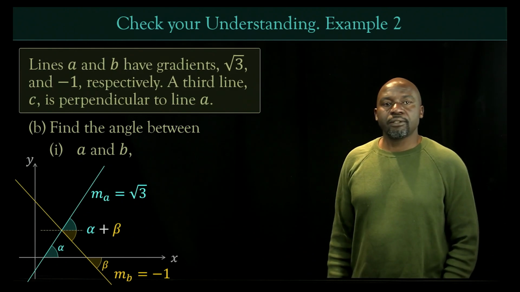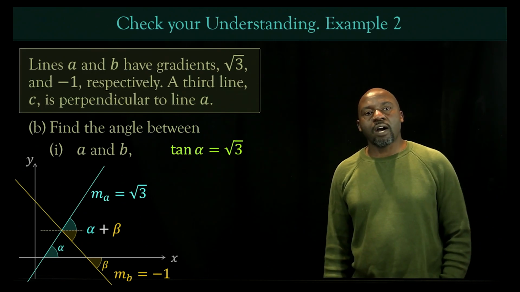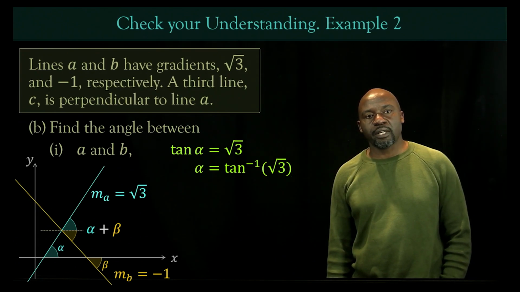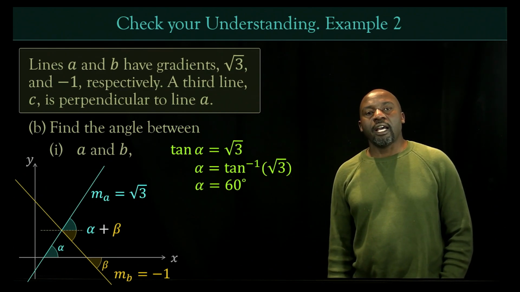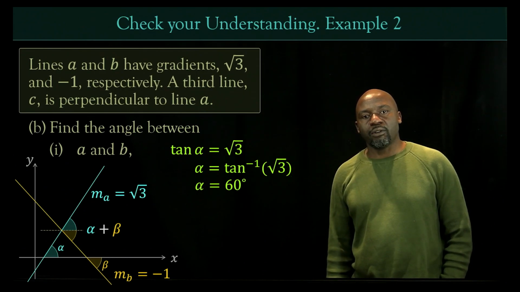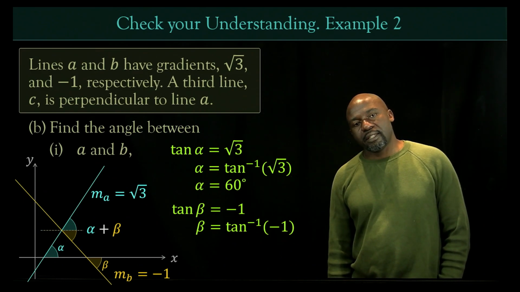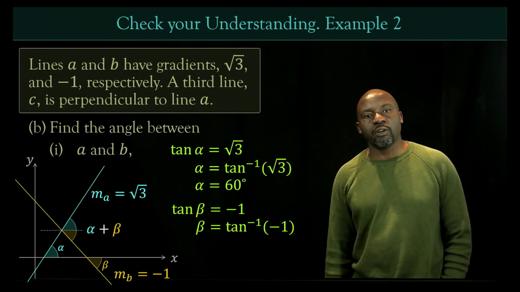So what is alpha? To find alpha, we say the tangent of the angle must be equal to the gradient. And so alpha should be the tan inverse of √3, which I think is 60 degrees. So that angle there should be 60 degrees, yes. Okay. And we can also find angle beta. Okay, so tan of beta must be equal to -1. So beta is arctan of -1. And this is -45. In other words, it must be 45 degrees below the x-axis.